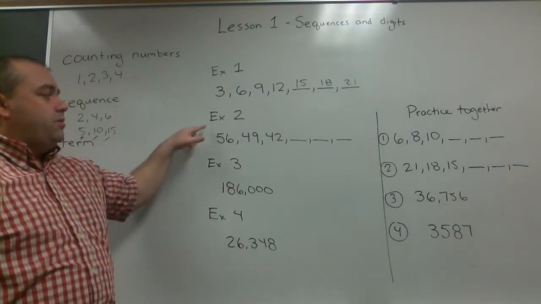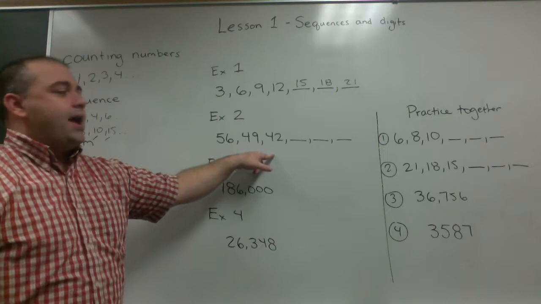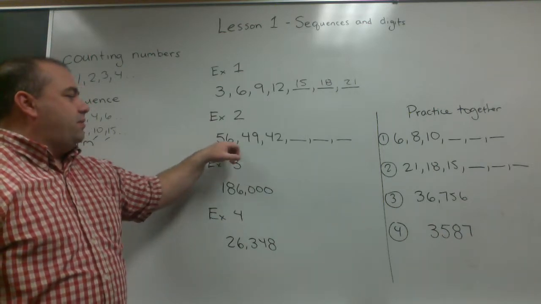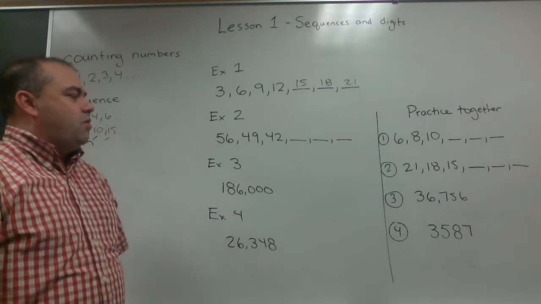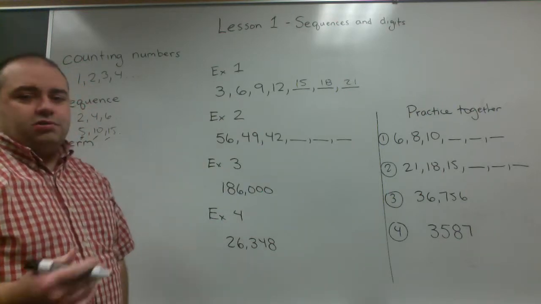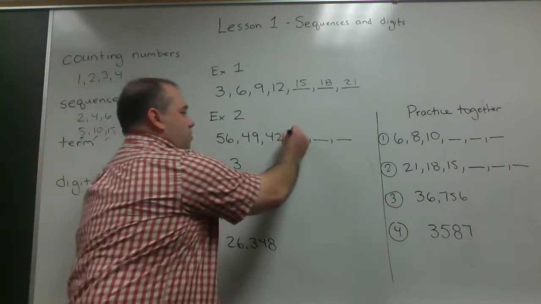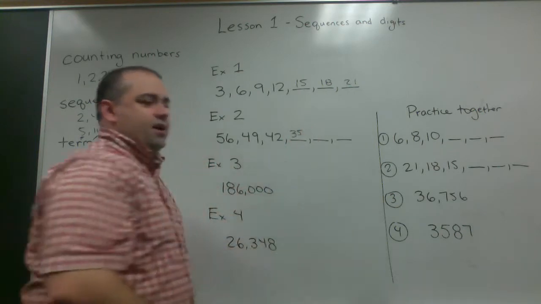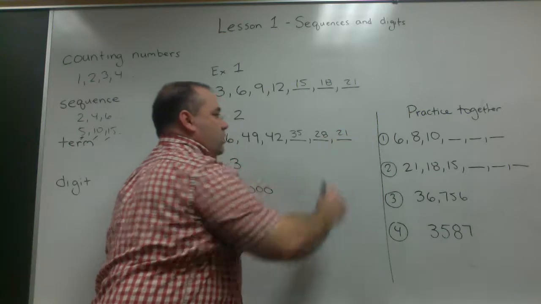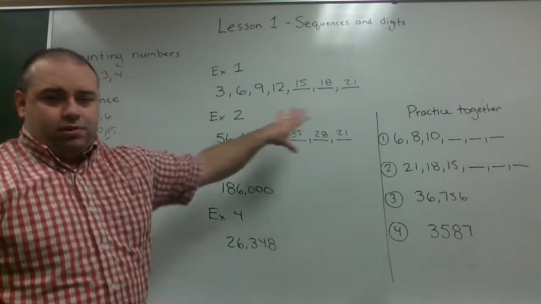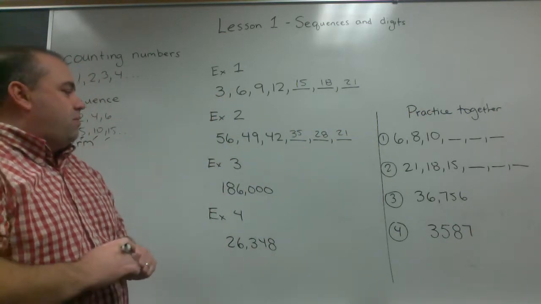Example 2. This one goes down, so we're going to be subtracting. It looks like it goes down by about 7. If I go here, 9 minus 2 is 7. So we're going to keep decreasing by 7. So 42 minus 7 would be 35. 35 minus 7 would be 28. 28 minus 7 would be 21. It's kind of like a backwards counting sequence that way.